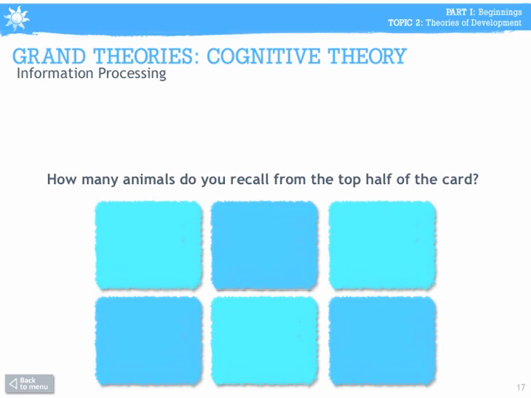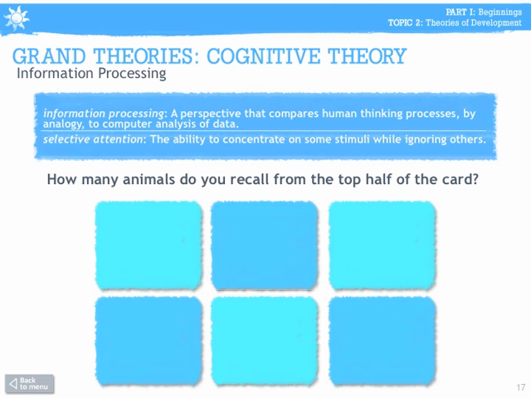Young children, information process researchers concluded, can't focus their attention as well on what is relevant and filter out extraneous stimuli. So as we get older, we are better at being able to filter out what's important and what isn't important to understand. And selective attention is the ability to concentrate on some stimuli while ignoring others.